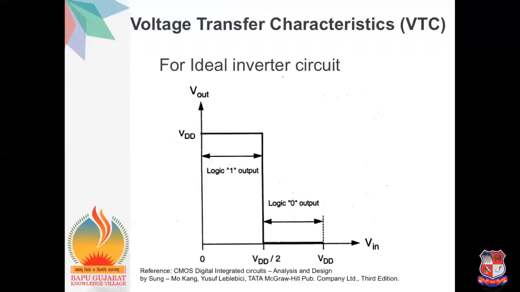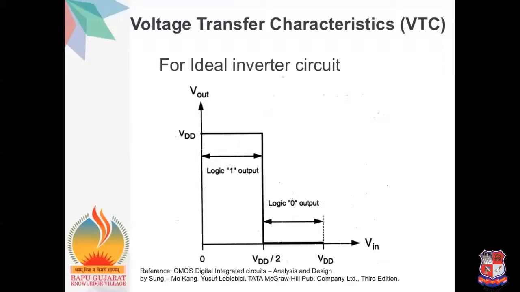Here the figure shows the voltage transfer characteristics of the ideal inverter. It is a two-dimensional graph between Vin versus Vout. On the x-axis the input voltage is given and on the y-axis the output voltage is given. The input voltage varies between 0 and VDD. Here VDD by 2 works as the threshold voltage.